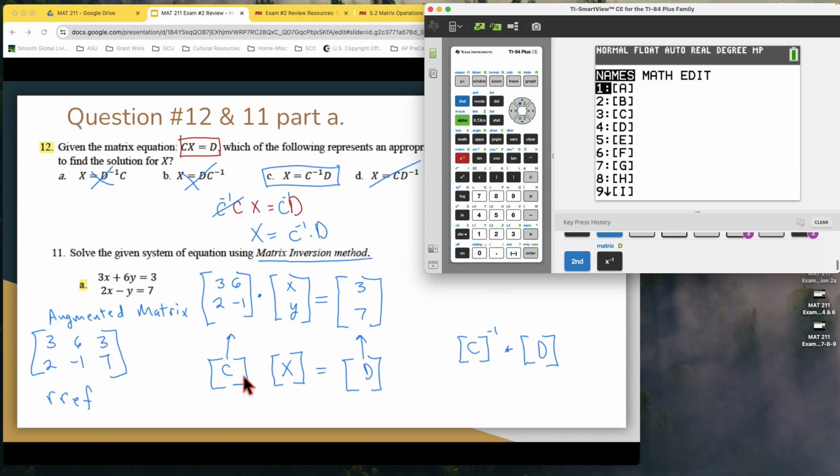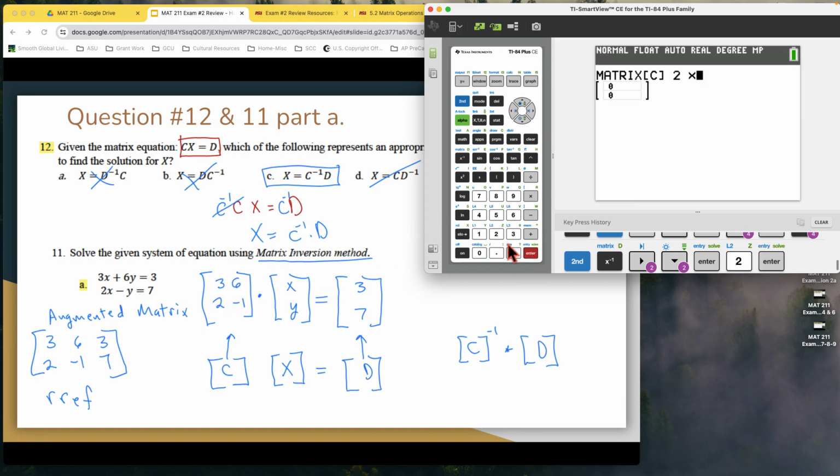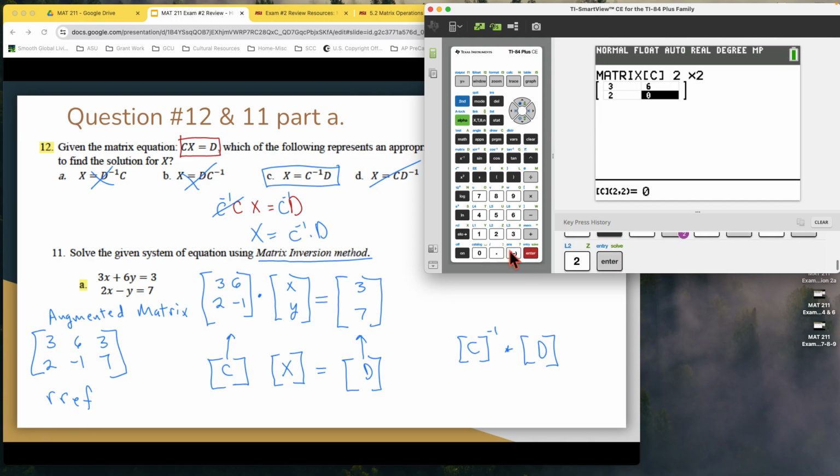I'm going to set up matrix C. Sometimes when you clear them out, then you could use the same letters. Then you're not going to get as confused. 2 by 2. And we're going to enter this 3, 6. Oops, not there. Clear that. That's 2. Enter there. 3, 6, 2, -1. And again, just be careful on your entry, double check everything, because garbage in, garbage out.